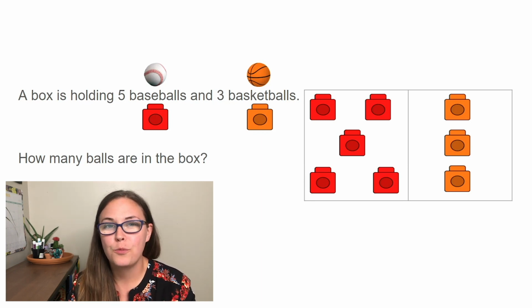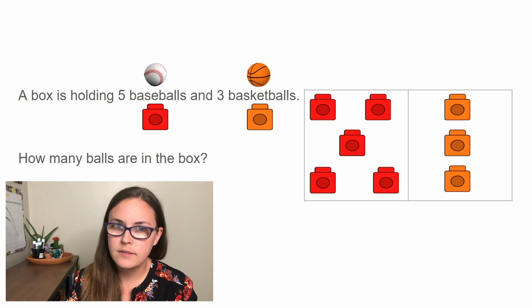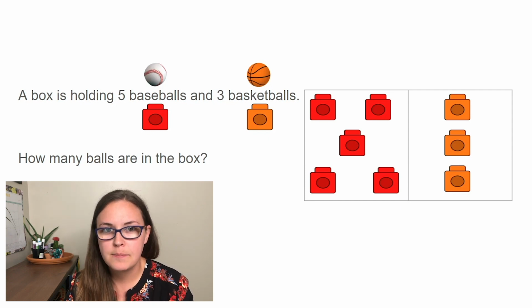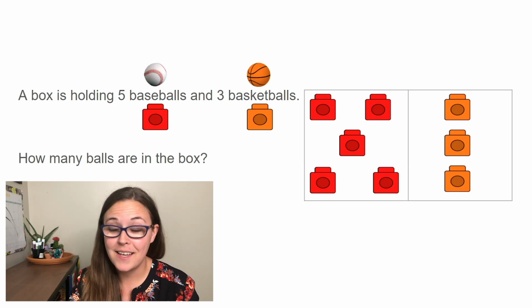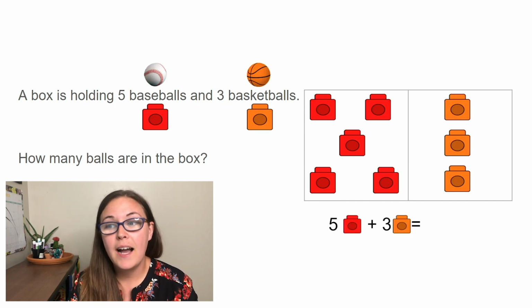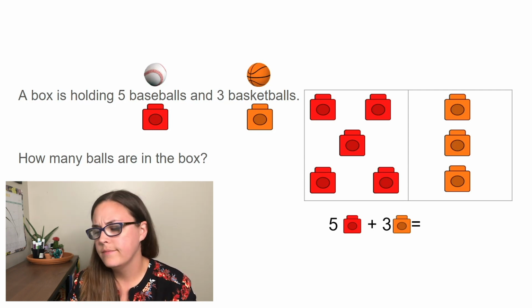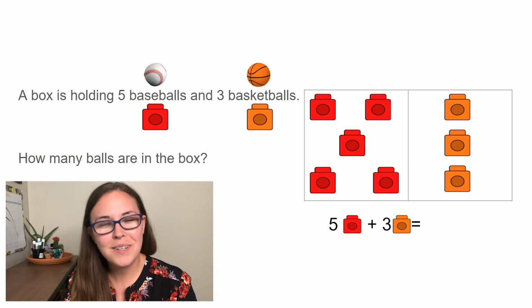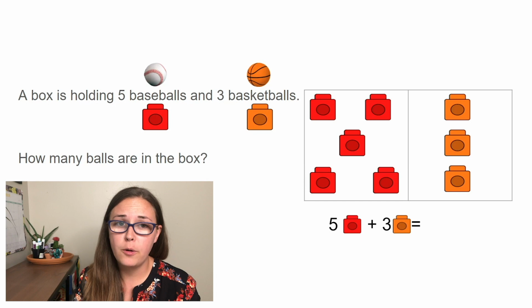Can you first write an addition sentence that models your part whole map? What would you write for your addition sentence? I'll show you what mine looks like. Mine says 5 red cubes plus 3 orange cubes equals, well, how many? How many does it equal? Can you count all of the cubes in my part whole map together?